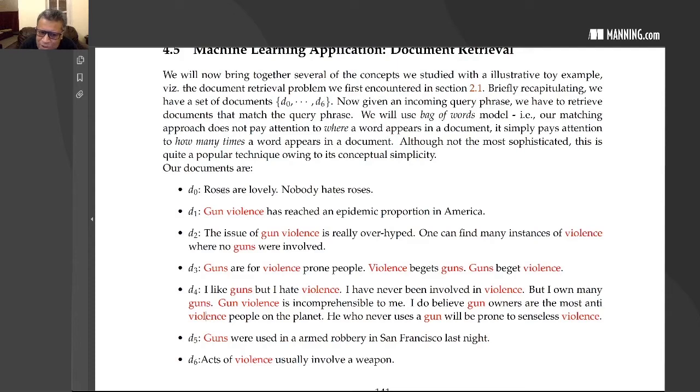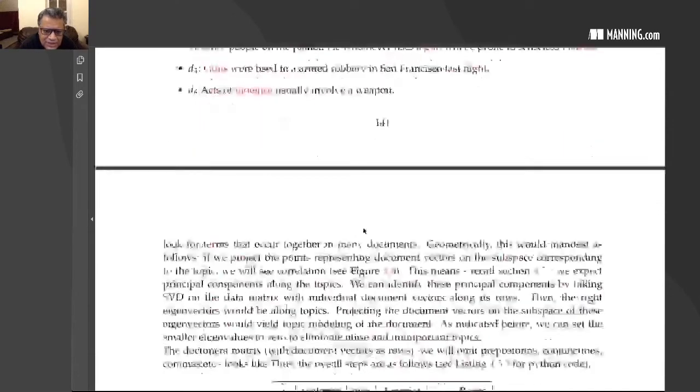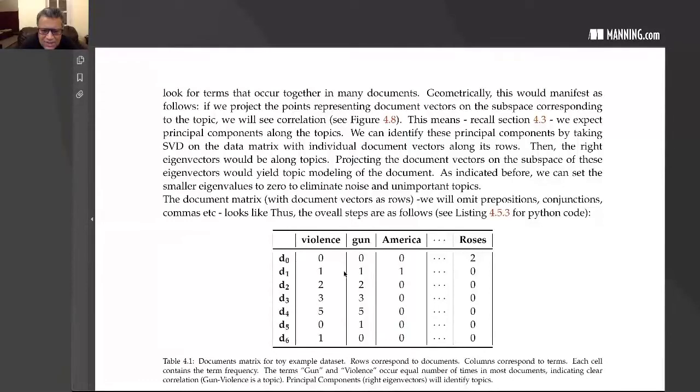However, we will enter 2 next to roses because rose appears twice in this document, and so we will create a vector corresponding to every document. So this table shows such a vector from those 7 documents. You will notice that for roses we have a 2, and just to simplify, we are pretending that our dictionary has only 4 words. I told you this is a toy example.